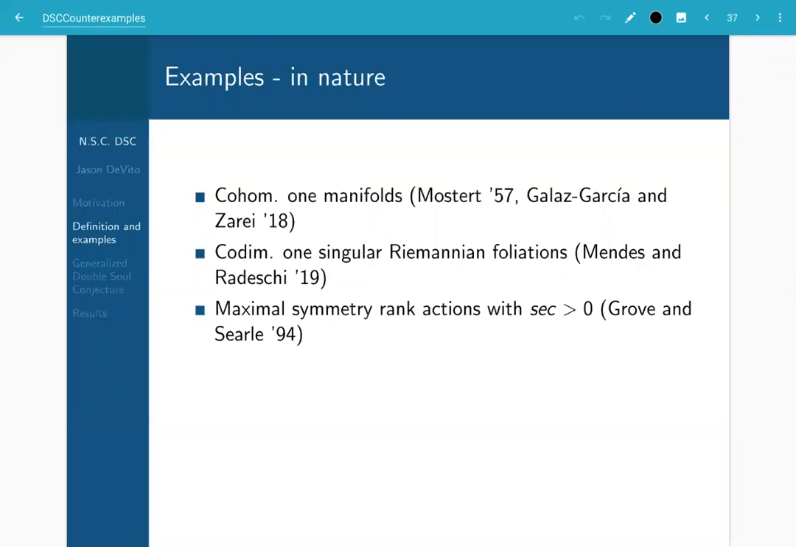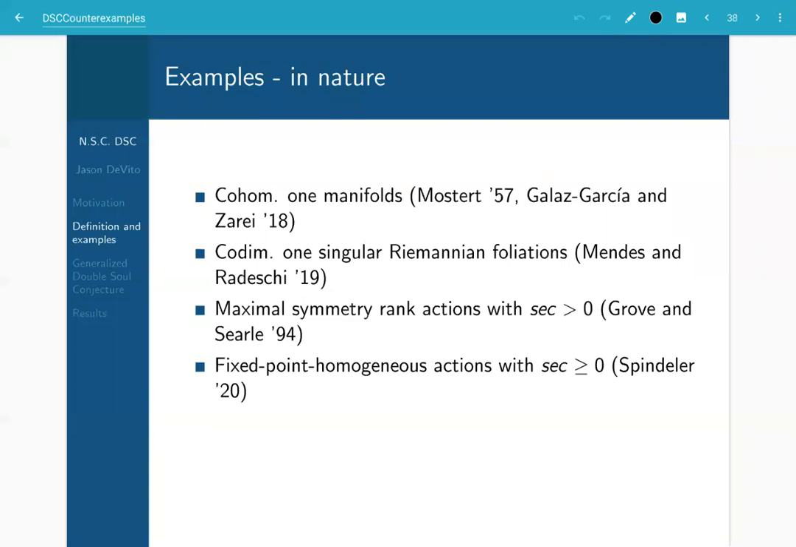And the way they get that rigidity statement is they showed that the manifold actually has a double disk bundle decomposition, and they understood the pieces and the gluing maps, and that was enough to get a full diffeomorphism classification of the equality case. Let's see, what else do we have? So there are fixed point homogeneous actions with non-negative sectional curvature. This is a result of Spindler's PhD thesis.